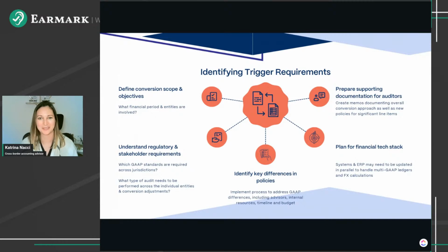Of course, a key part of identifying the conversion requirements is understanding the differences in the policies. So we'll get through that a little bit later. That's a lot more of the detail that I've included in the GAAP conversion process itself.